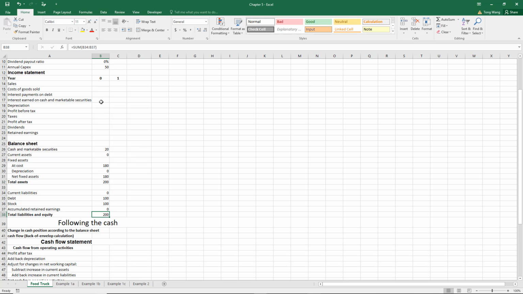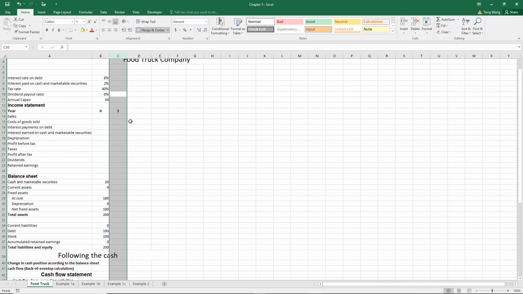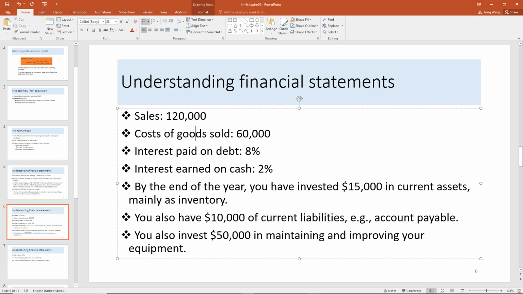Okay. In year 1, your company is up and running, so you would generate your first annual sales. In year 1, let's assume that your annual sales is $120,000 and your cost of goods sold is $60,000. You're going to pay interest on your debt and you're going to earn some interest on your cash balance. And by the end of the year, we also assume that you have invested $15,000 in current assets.